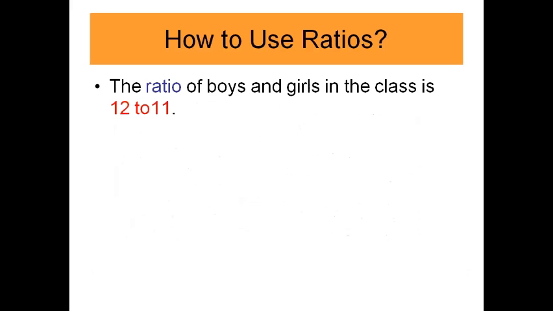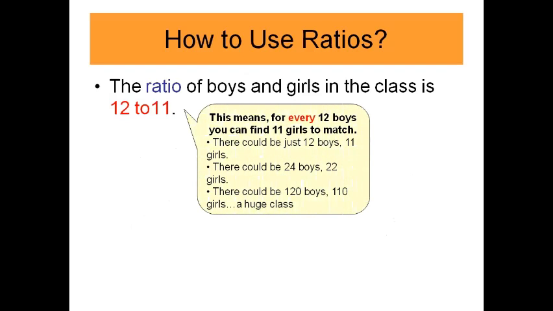How to use the ratio? Example: the ratio of boys and girls in the class is 12:11. This can be written as 12 upon 11. This means for every 12 boys, you can find 11 girls to match. There could be just 12 boys and 11 girls. There could be 24 boys and 22 girls. Or there could be 120 boys and 110 girls, a huge class.